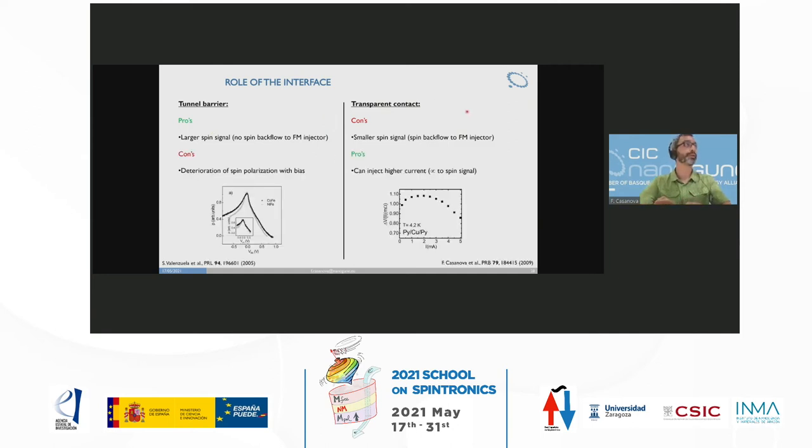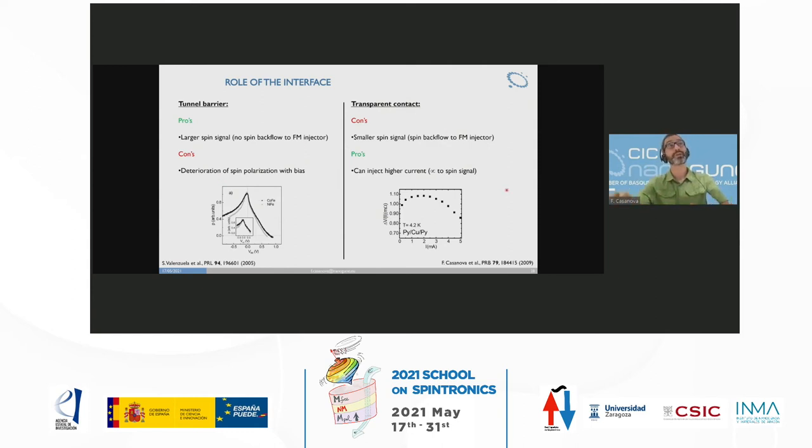On the contrary, in the case of a tunnel barrier, typically when you increase the bias, you are injecting from a different density of states in the ferromagnet, and the polarization can decrease. This was shown by Sergio Valenzuela some years ago. You see how the polarization strongly decays, and it can be strongly reduced. In addition, if the bias is too high, you can break the tunnel barriers, which are usually delicate.